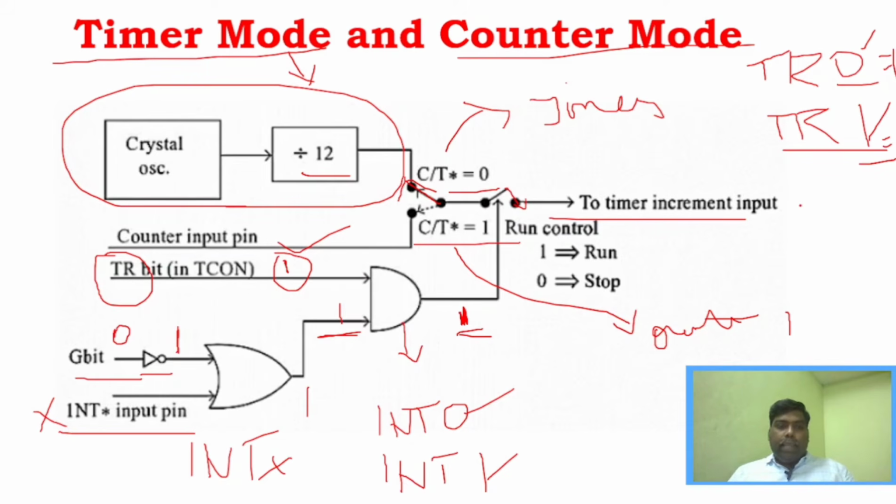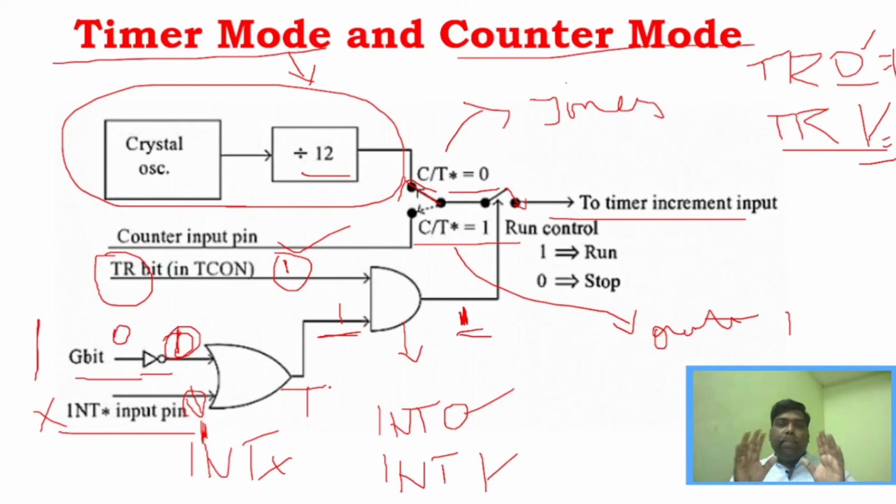Clear? Right? So if the gate bit is 0, by default this will be enabled, this will be 1, and the output of the AND gate will also be 1. Correct? Say for example, if the gate bit is 1, what happens? Then this will become 0. If this becomes 0, then definitely this pin, this output, has to be 1. So definitely we need an external interrupt, that is, this pin has to be 1. Only if this is 1 can we make this pin 1.